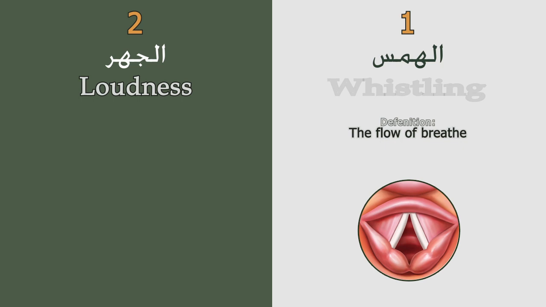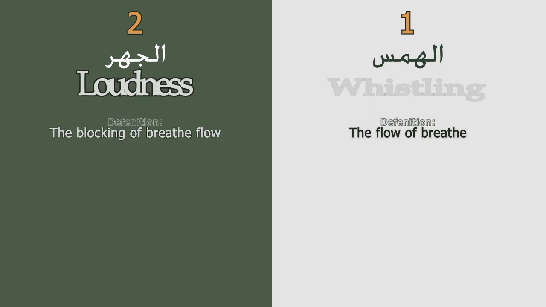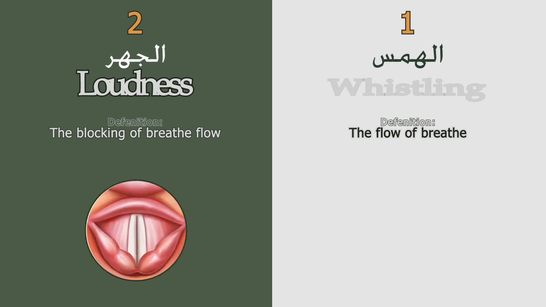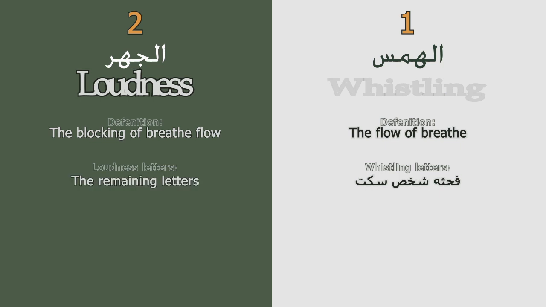However, al-jahr, loudness, is the blocking of breath flow when the letter is pronounced due to the strong dependency on the letter's articulation point. How to? When the letter is pronounced, the vocal cords get close to each other, so the air is blocked. Whistling Arabic letters are the letters contained in the sentence فحثه شخص سكت, and the loud letters are the remaining.